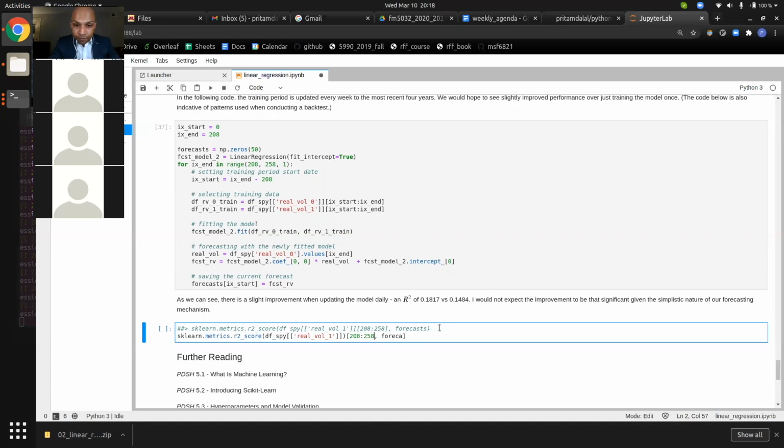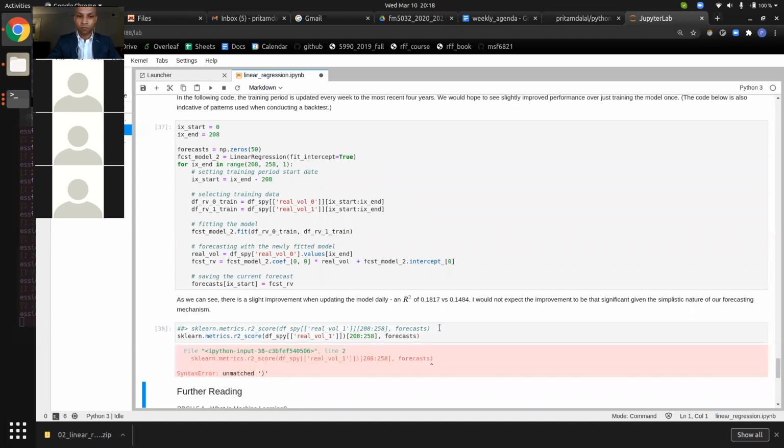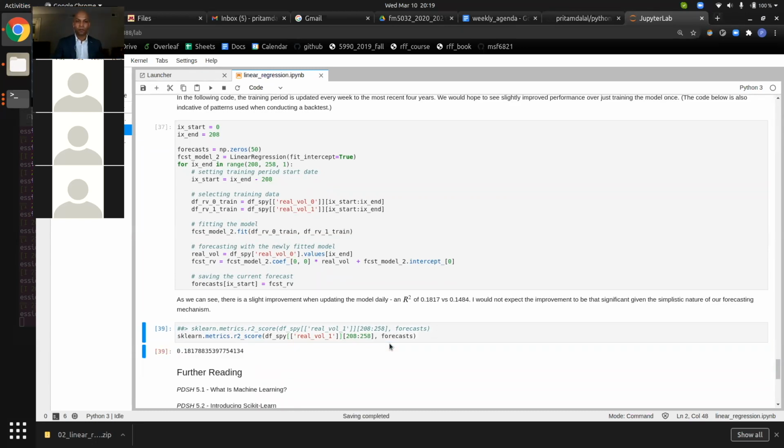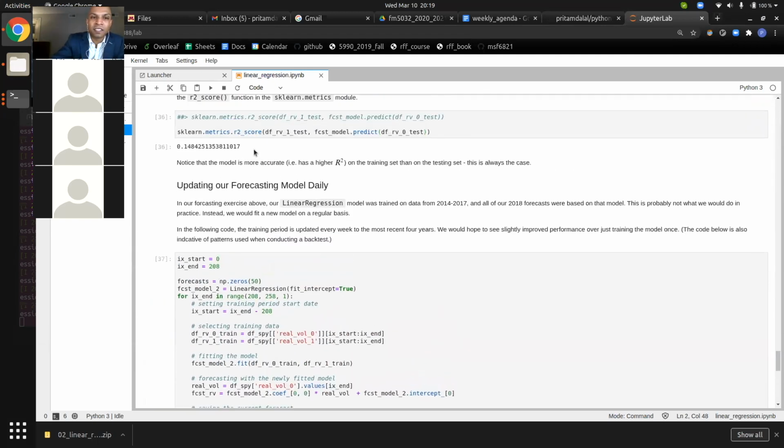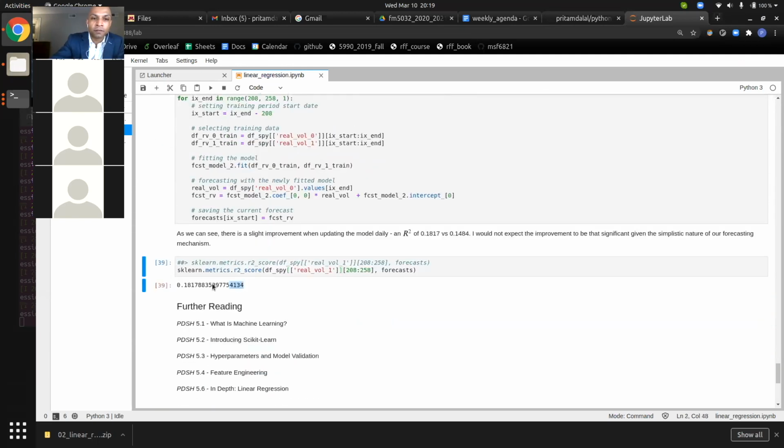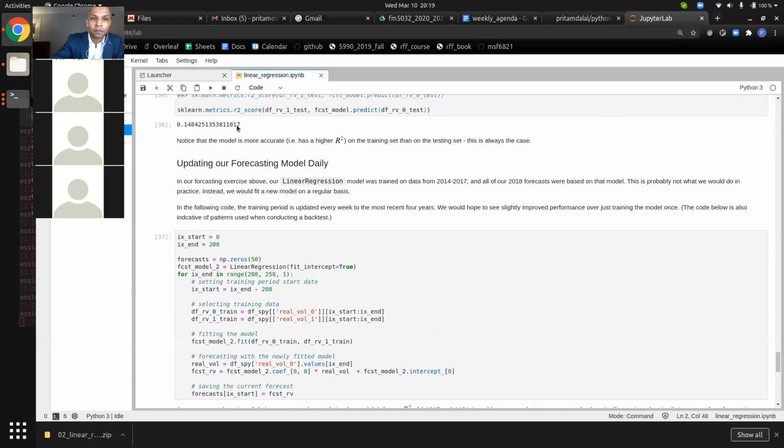What are we doing here? Oh, here we go. Missed parentheses. Okay, cool. So one thing to note here is we had slightly better performance by updating our model every week rather than fitting it once through 2014 through 2017 and then doing all our predictions based on that.